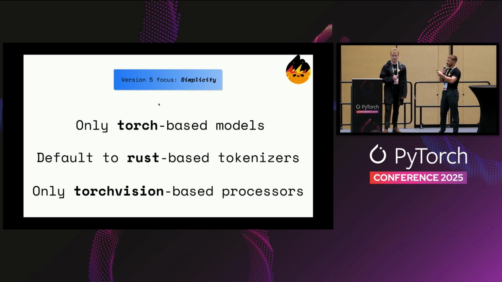One example of this is that we used to have Torch, TensorFlow, and JAX implementations for each individual model. And this, while a good idea in principle, makes it very hard to maintain and even harder to contribute. So starting with version 4.45, I believe, we've started deprecating the TensorFlow and JAX models, and starting with V5, these are completely removed from the toolkit.